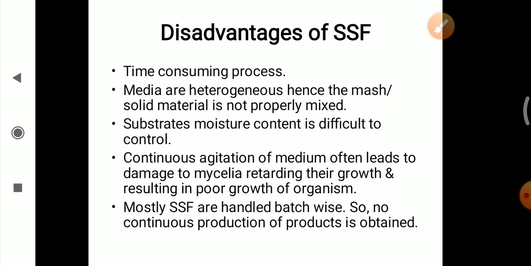In the column fermenter, we provide air from the sparger with forced aeration, and it is quite expensive. The reason behind this is that there are cooling jackets or temperature controlling jackets. Then we have seen the advantages and the disadvantages of SSF fermenter.